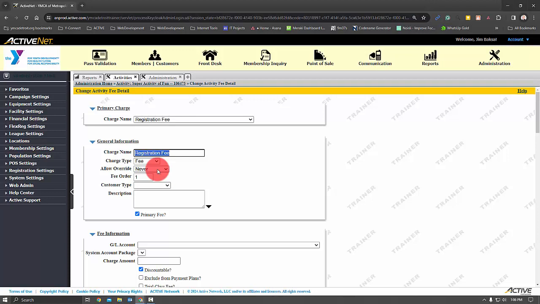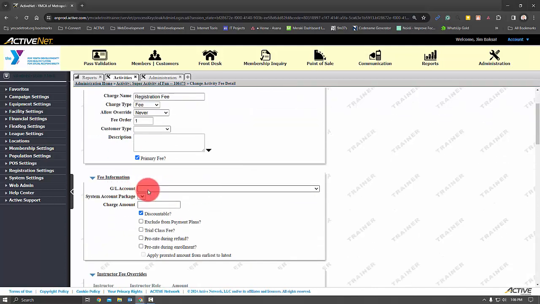If you're building your program with that idea in mind, then you cannot put that program online. It will not work. Okay? So this is going to be a fee. We're never going to allow it to be overridden. Fee order is 1. Customer type is going to be blank. We're going to leave that alone. If you'd like to put a description in here, you can.